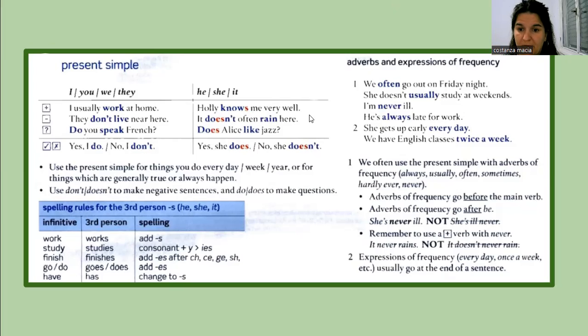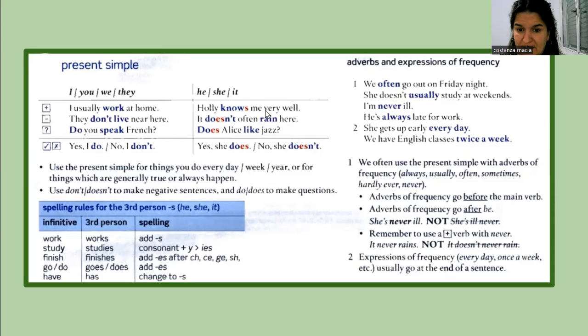Holly knows me very well. The intonation was weird. Let's go again. Holly knows me very well. It doesn't often rain here. Does Alice like jazz? Yes, she does. No, she doesn't. As you can see, the verb carries an S in the affirmative.